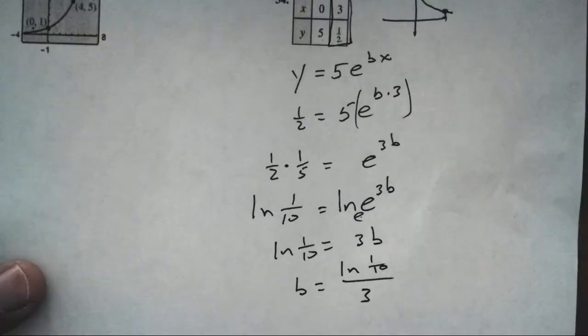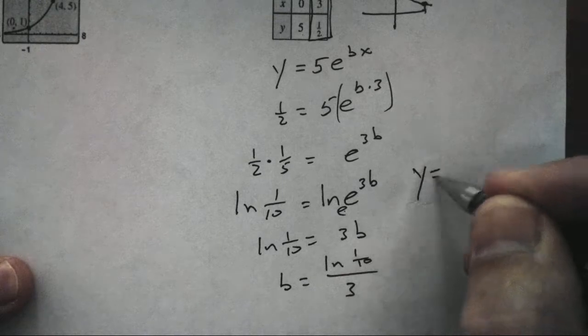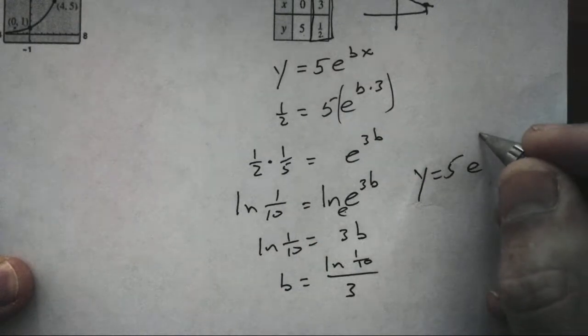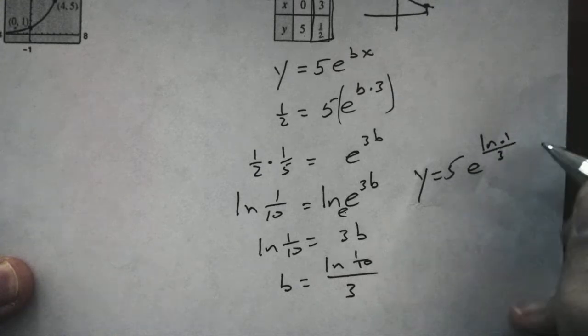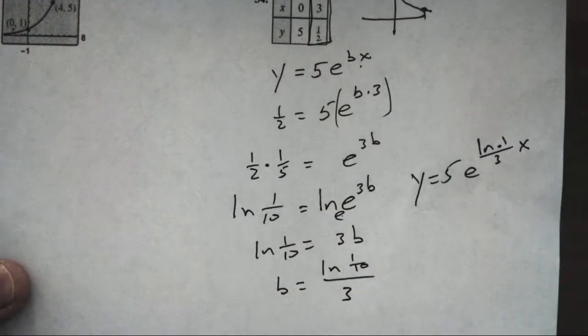Let's back out of this a little bit. Giving us a final formula of y equals 5, our starting amount, e to the exact value, ln 0.1 over 3, times x.